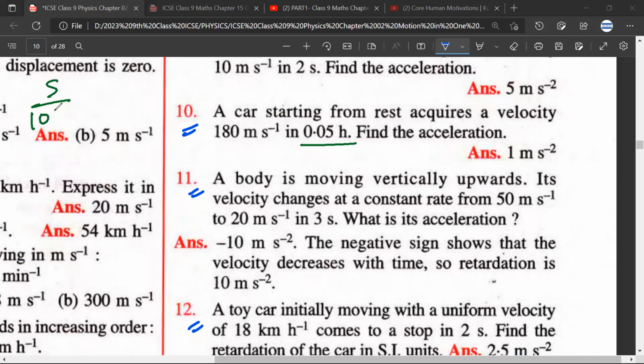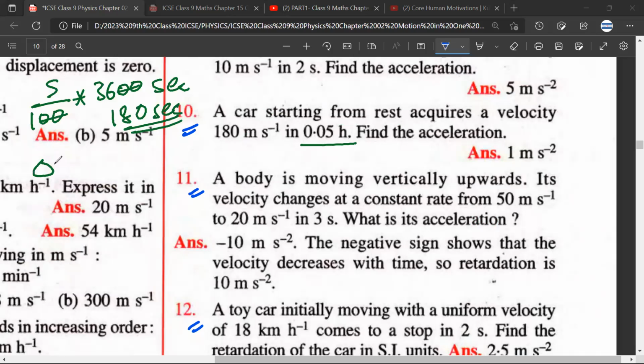So 5 upon 100 into 3600 seconds. So this is 6 5 the 30, 5 3 the 15, 180 seconds. Avantika, have you realized my mistake? I had assumed that it was 0.5 hour, but it is 0.05 hour.